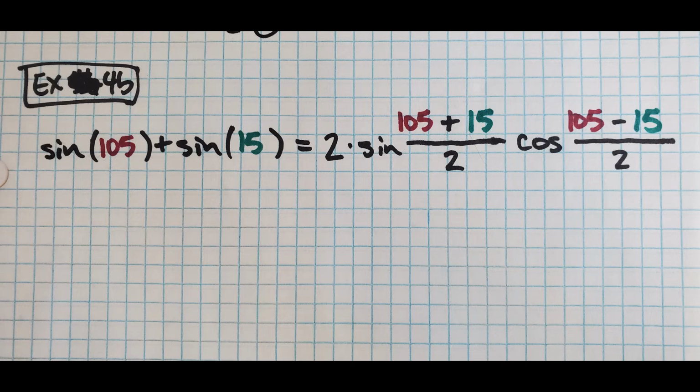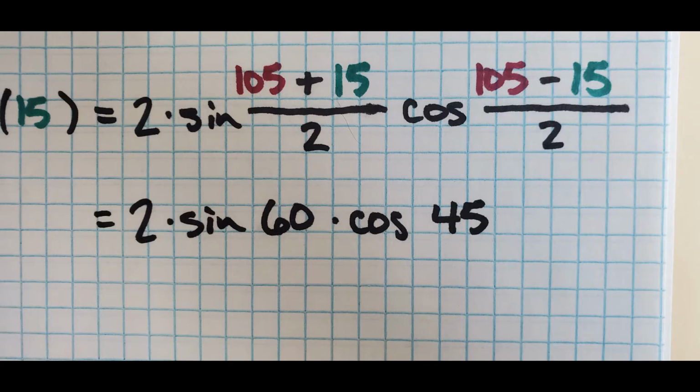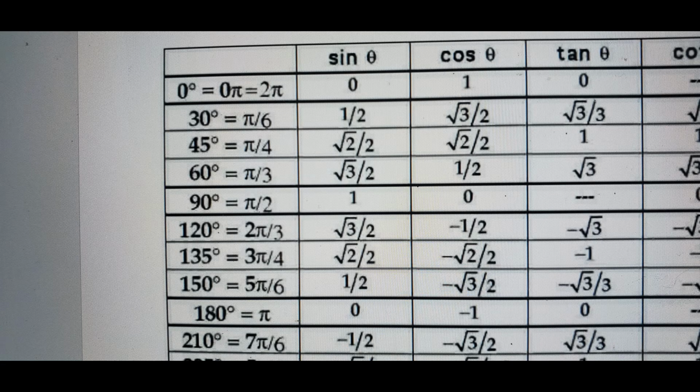105 plus 15 is 120. Cut that in half, you get a 60. And then 105 minus 15 is 90. Cut that in half, you get a 45. All of that's going to be on the unit circle, so we look up sine of 60 and the cosine of 45, and we end up with these.